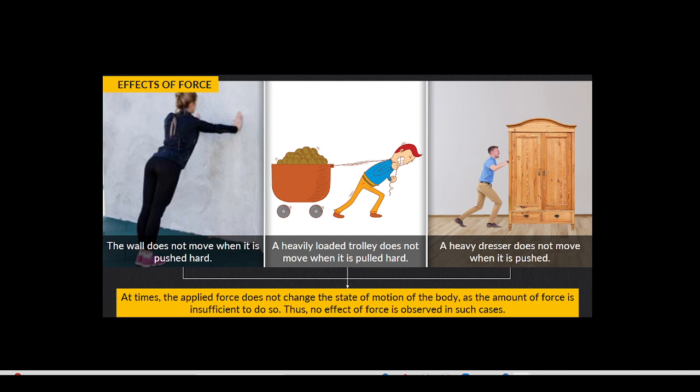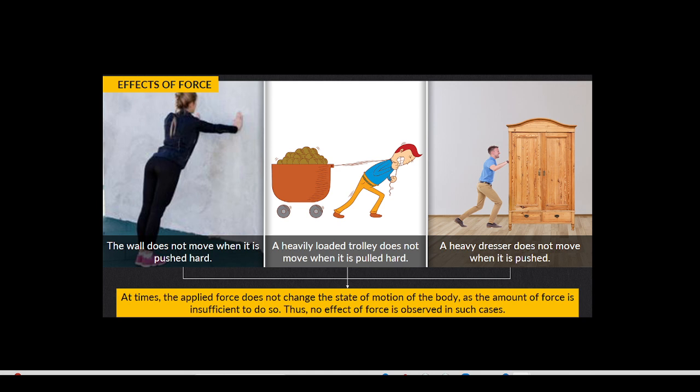So basically, the wall will not move if you push with your hands. So a heavily loaded trolley, I will prove you. If there is a trolley which is very heavily loaded and you pull it really hard, would you be able to pull it? I know, no. I knew you were going to say that.